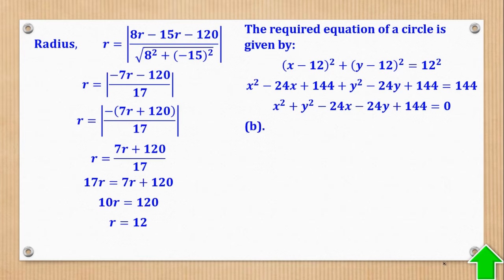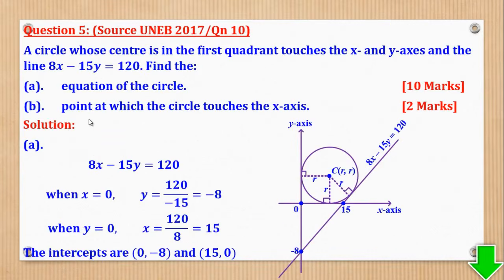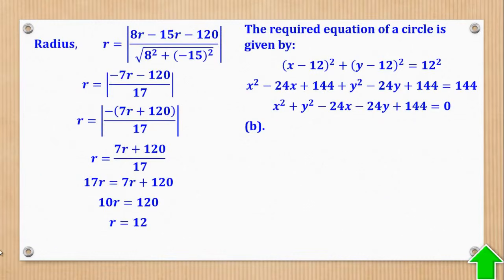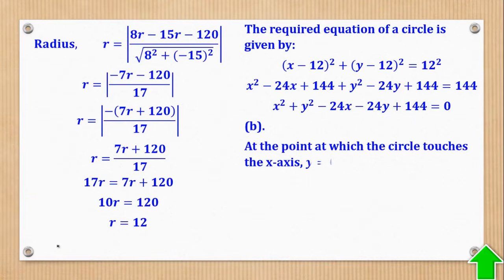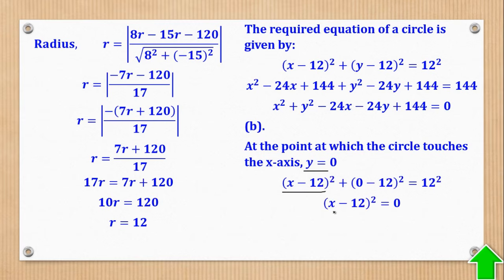Then for part B, they ask for the point at which the circle touches the x-axis. So at the point at which the circle touches the x-axis, y will be equal to 0. Therefore, from this equation, you'll realize that x is also equal to 12. Therefore, the required point is 12, 0.